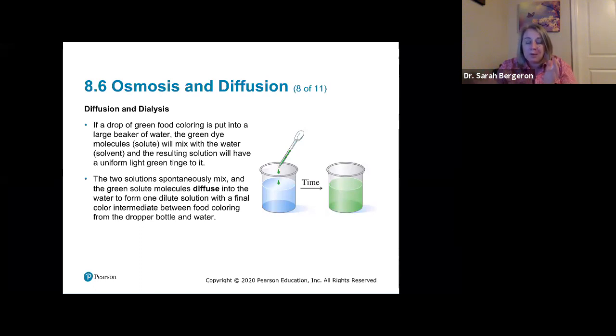And so now that big beaker of water is light green because the resulting solute has distributed evenly throughout that mixture. So this is a spontaneous reaction. It happens. You don't have to put any energy in to make it happen. It's just that those solute molecules diffuse into the water, and they're constantly moving. They have particle vibration, so they're constantly moving, and they just mix, right?